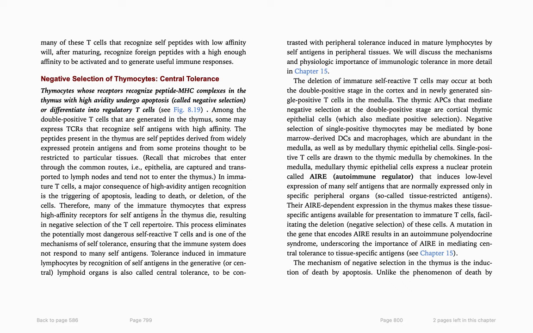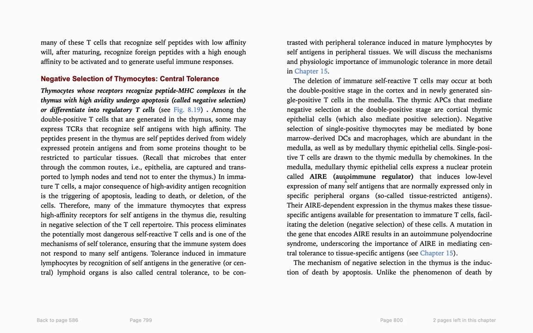Therefore, many of the immature thymocytes that express higher affinity receptors for self-antigen in the thymus die, resulting in negative selection of the T cell repertoire. This process eliminates the potentially most dangerous self-reactive T cells and is one of the mechanisms of self-tolerance, ensuring that the immune system does not respond to many self-antigens. Tolerance induced in immature lymphocytes by recognition of self-antigen in the generative or central lymphoid organ is called central tolerance.